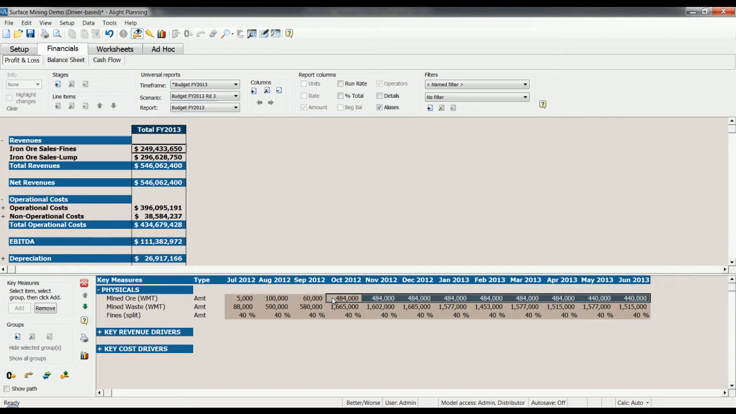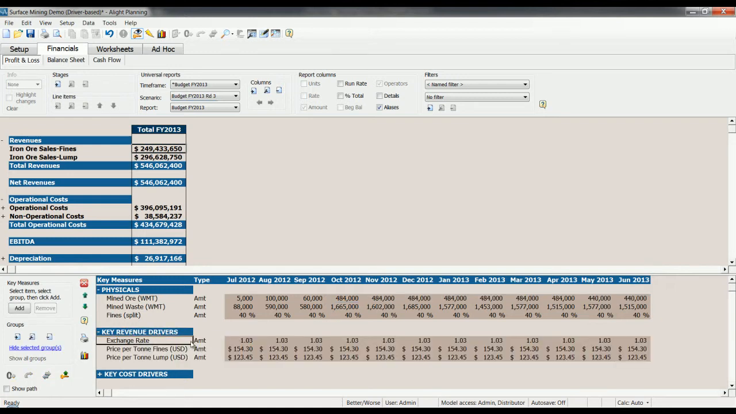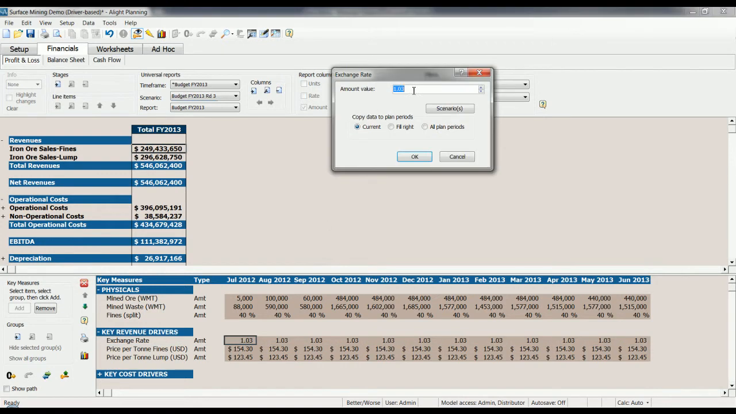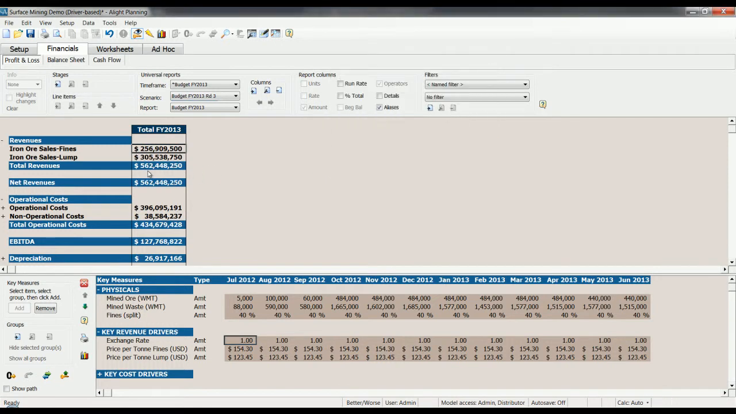Of course, physicals are not the only variables which impact the P&L. Given that commodities are priced in US dollars, the exchange rate to US dollars has an impact on revenues. So we have that set up here as a key revenue driver. Changing this rate from 1.03 to 1 for the entire year we will see change our revenue for the entire year, fiscal 2013, from 546 to 562 million.